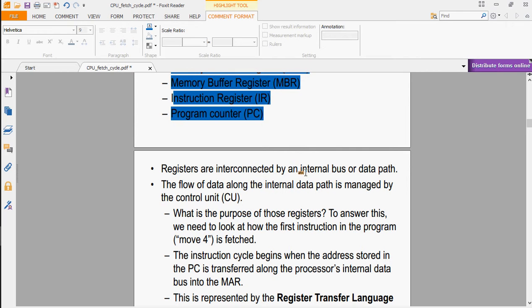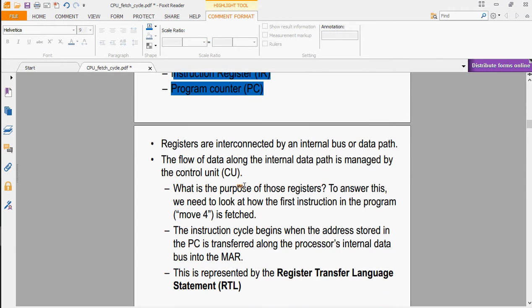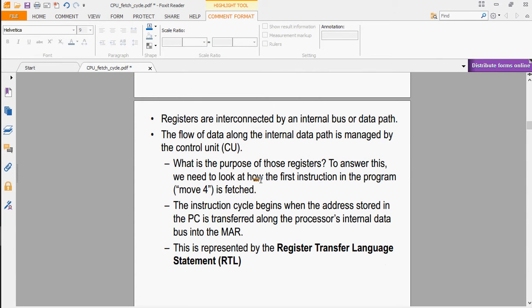Now registers are interconnected by an internal bus or data path. The flow of data along the data path is managed by the control unit. So we can ask ourselves, what is the purpose of those registers? To answer this question, we look at how to execute a program.